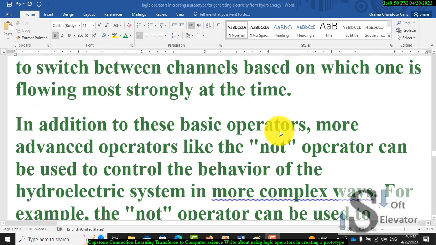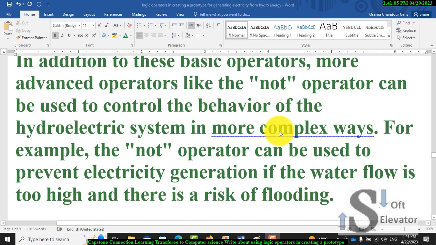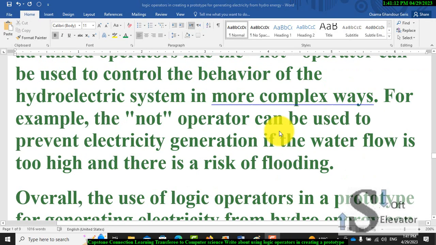In addition to these basic operators, more advanced operators like the NOT operator can be used to control the behavior of the hydroelectric system in more complex ways. For example, the NOT operator can be used to prevent electricity generation if the water flow is too high and there is a risk of flooding.